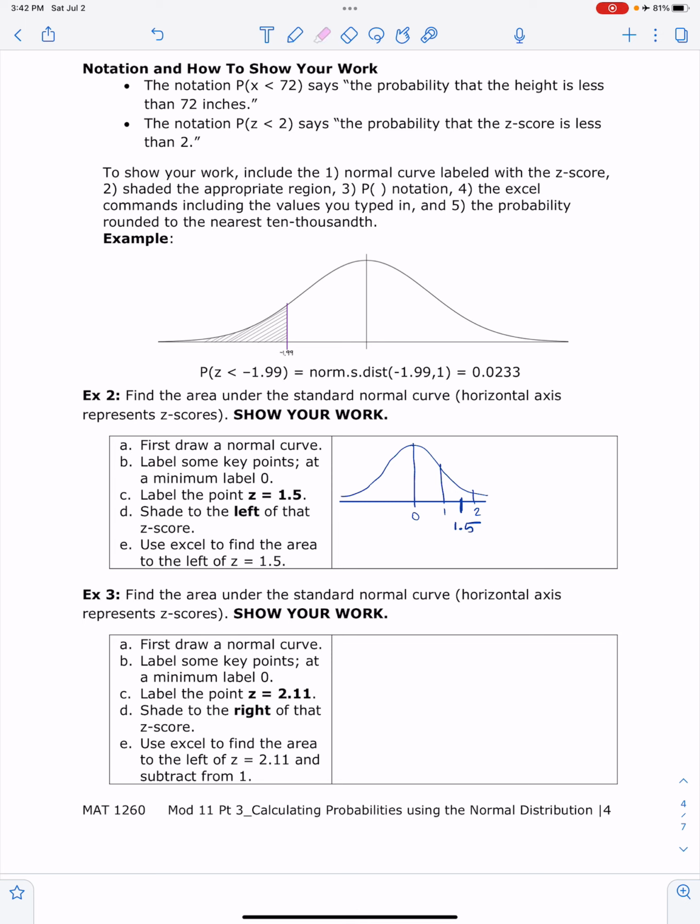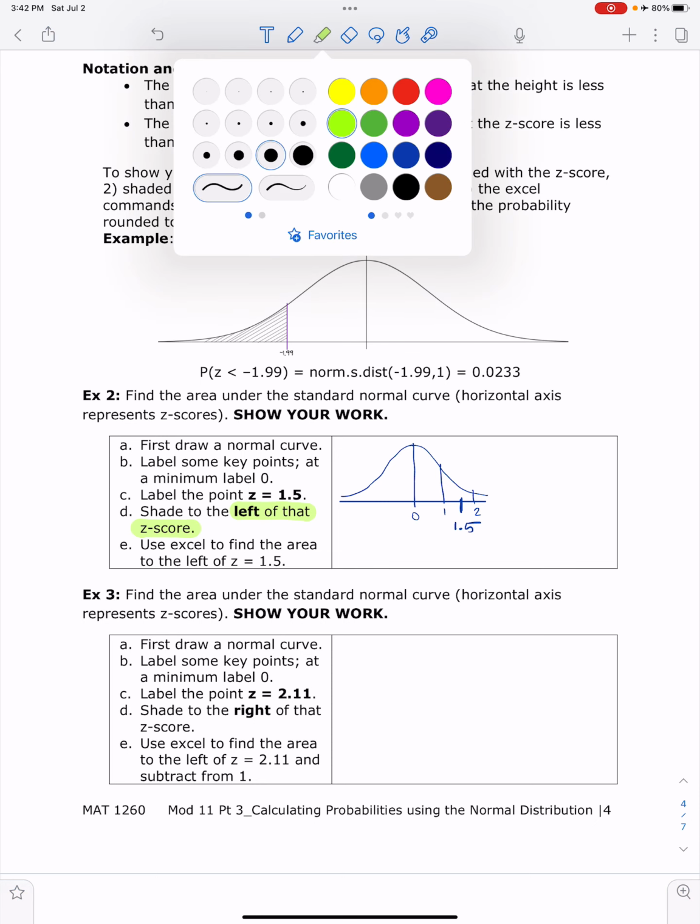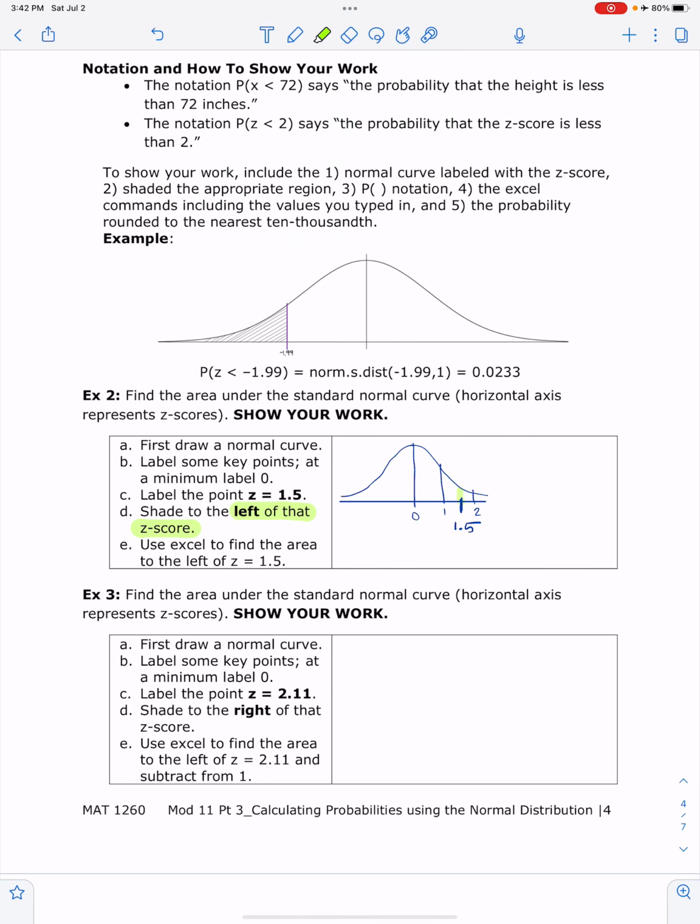We want this shaded to the left of that z-score. So there's my 1.5, and we are shading over here to the left. One of those places where you do not need to worry about coloring in the lines. Just make sure you got everything you need.